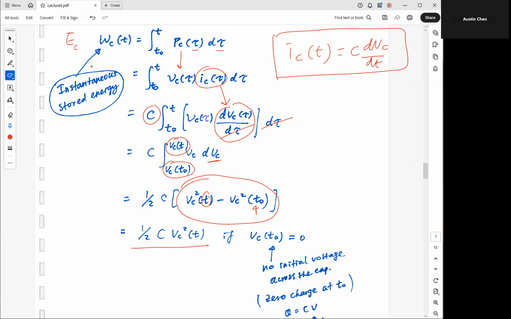And if there is an initial condition, some residual charge sitting in your battery or in your capacitor, then you will have to account for this additional term here for the initial condition.